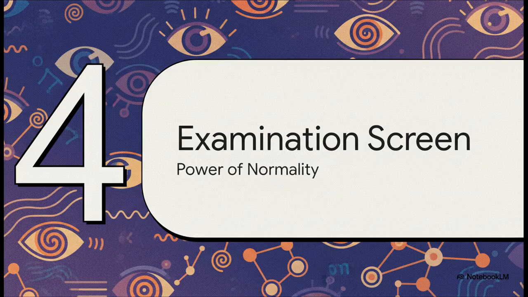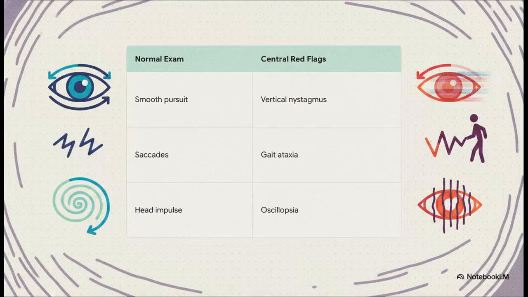All right, next up is the examination screen, and what I really like to call the power of normality. Here's the thing. Between dizziness episodes, your standard neuro and vestibular exam for a VID patient is probably going to be completely 100% normal. Smooth pursuit? Normal. Saccades? Normal. Cranial nerves, limb exam? All normal. Even the head impulse test might be normal, or maybe just mildly abnormal if they've had VID for a long time. And you know what?